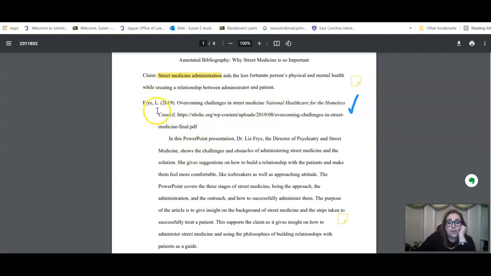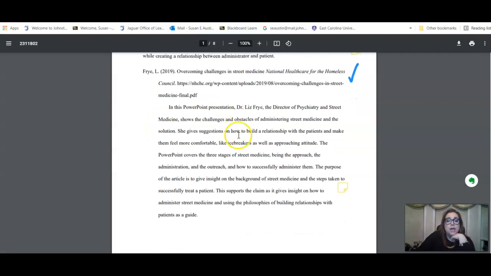Okay, also notice that the citation has the hanging indent, and that's the formatting that you'll have to use as well.